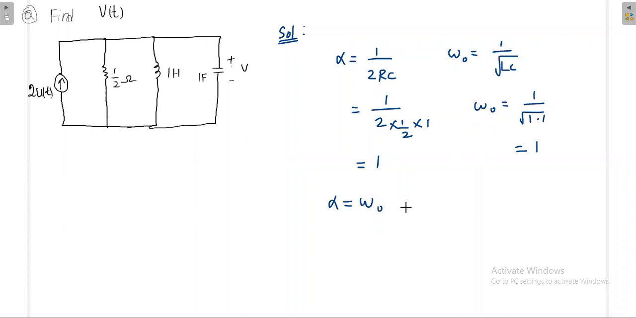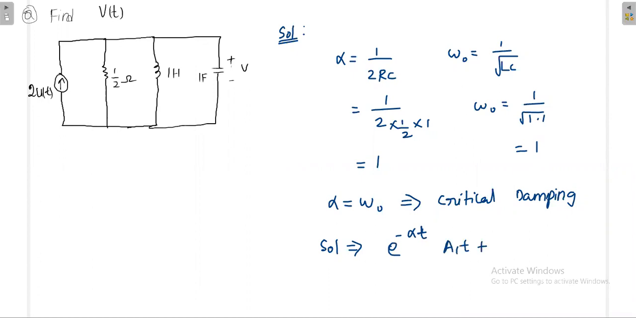When alpha and omega naught are the same, this will provide critical damping. Critical damping means the roots will be equal, and also they are negative and real. Once it is critical damping, what is the solution? The solution will be like e power minus alpha t times (a1 t plus a2). This is the solution.